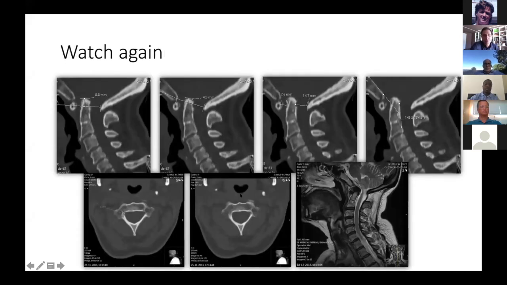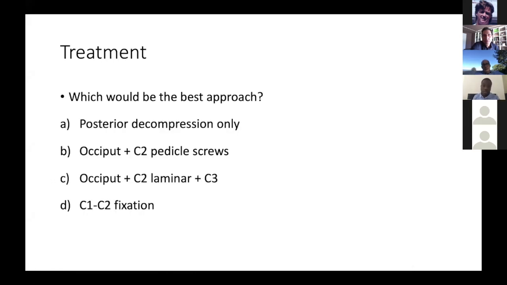Okay, just to remind, this is a 54-year-old female with atlas assimilation, a C1, C2 instability, plus neural compression by reducible basilar invagination, and an anomalous C2, C3 vertebra. What would you propose to this patient as a treatment? Dr. Oscar, can you? Yes. People can vote now. Posterior decompression only, occiput C2 pedicle screws, occiput C2 laminar and go down to C3, or only a C1, C2 fixation.